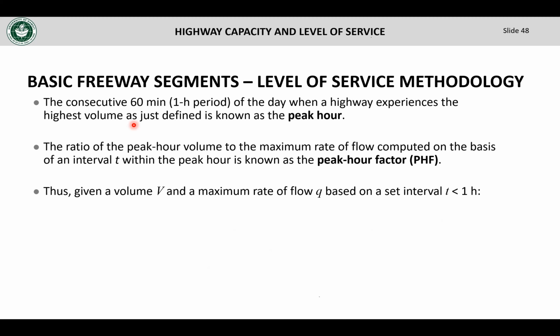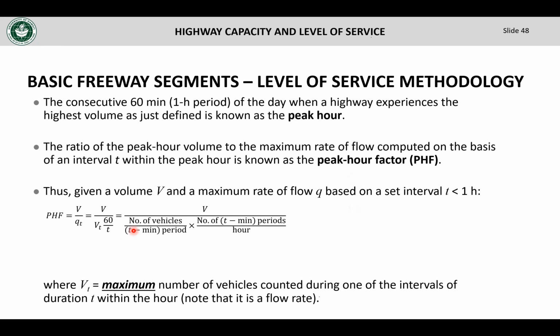The peak hour factor accounts for what happens in the most congested 15-minute period within the peak hour. Let's remember that the consecutive 60 minutes of the day when a highway experiences the highest volume, or equivalently, the highest count of vehicles in an hour, is known as the peak hour. The ratio of the peak hour volume V to the maximum rate of flow Q based on an interval T less than an hour is known as the peak hour factor. For the analysis of freeway capacity and level of service, the interval T selected is 15 minutes.